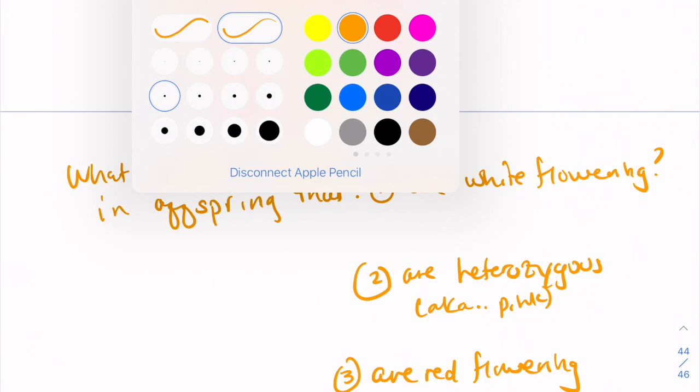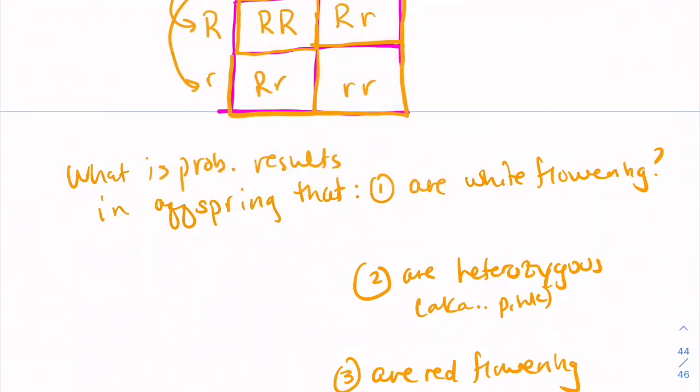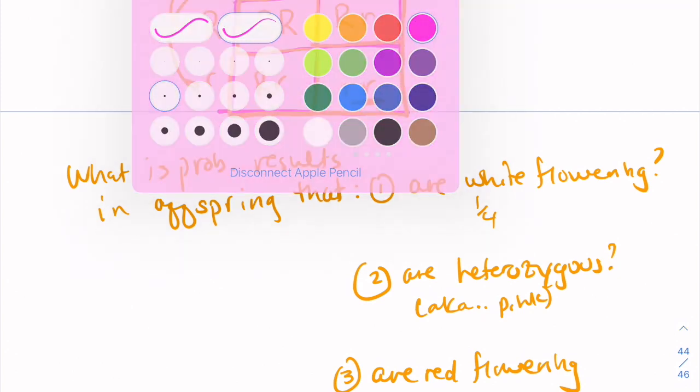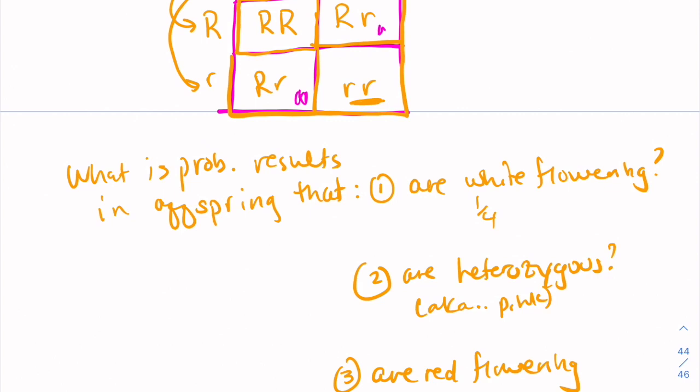Okay, so white flowering. Well, these are the only white flowers right here, so it's 1 in 4, a 1 in 4 chance, or 25%. Our heterozygous, well, we got this one here and this one here, so 2 out of 4, or 50%, or let's say 1 in 2. I like reducing the fractions myself. Red flowering, there's only 1 box left, so that's also a 1 in 4 chance.